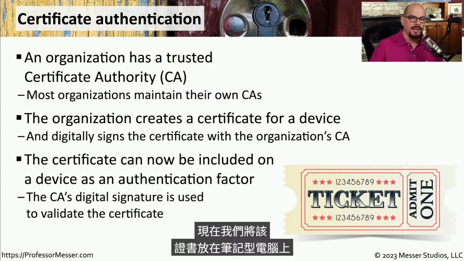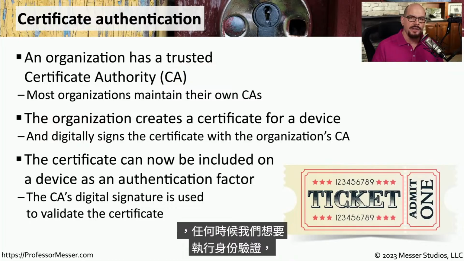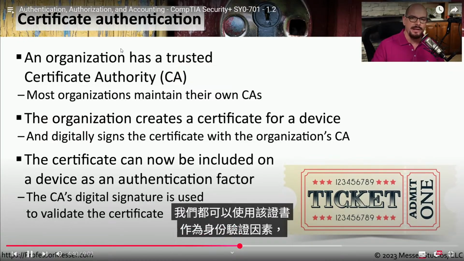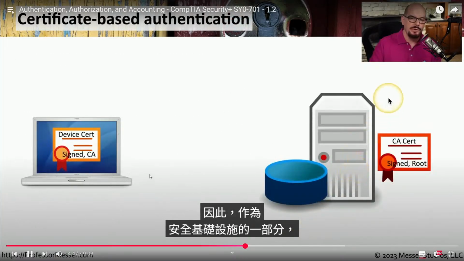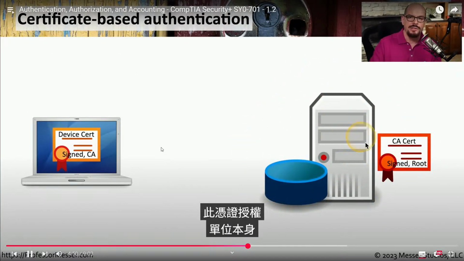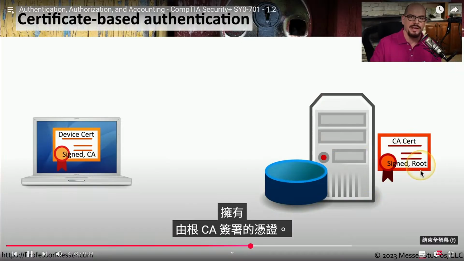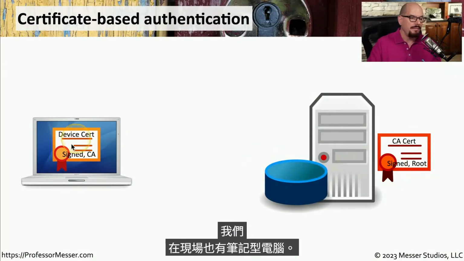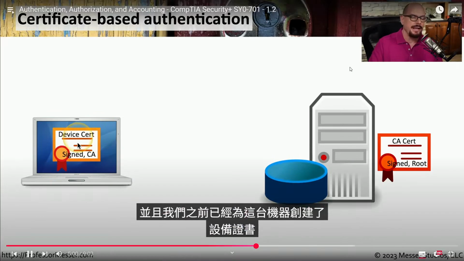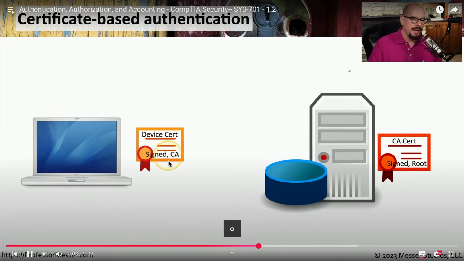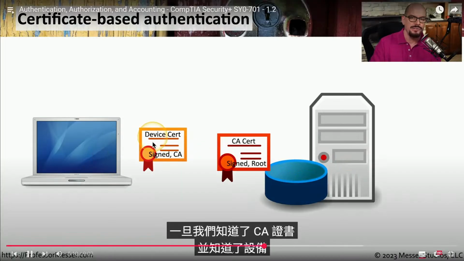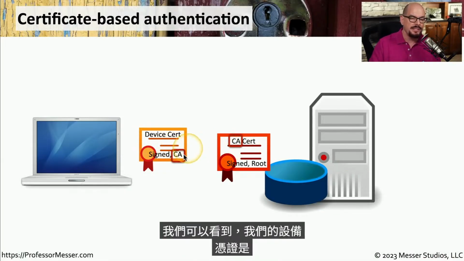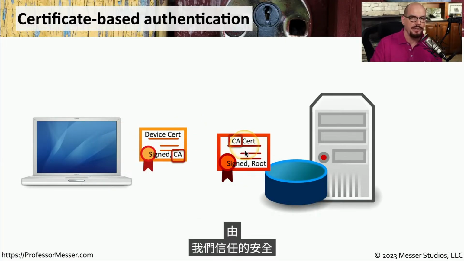Now we put that certificate on the laptop, and anytime we want to perform an authentication, we can use that certificate as an authentication factor and verify that it really was digitally signed by the certificate authority. So as part of your security infrastructure, you would have a certificate authority. That certificate authority itself has its own certificate that was signed by a root CA. We also have our laptop in the field, and we have previously created a device certificate just for this machine, and it has been signed by the CA. Once we know the CA certificate and we know the device certificate, we can then compare these two certificates, and we can see that our device certificate was signed by the certificate authority that we trust in our security infrastructure.